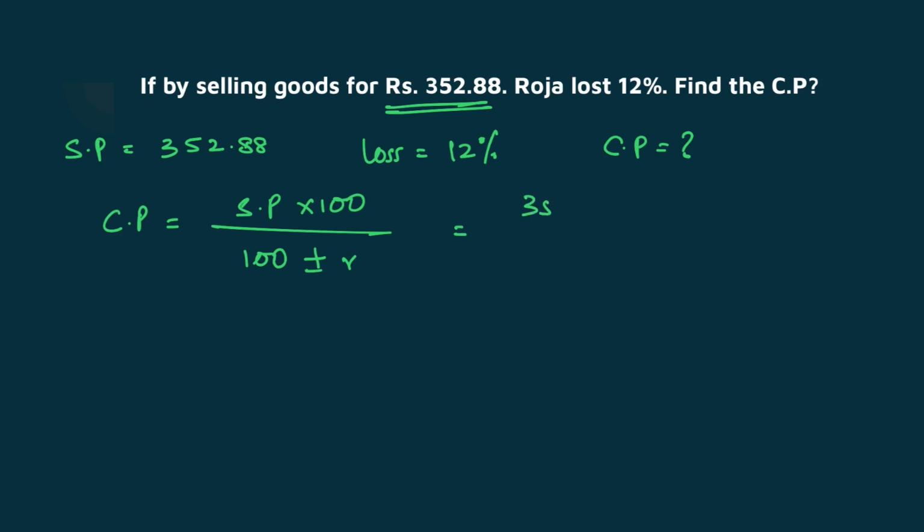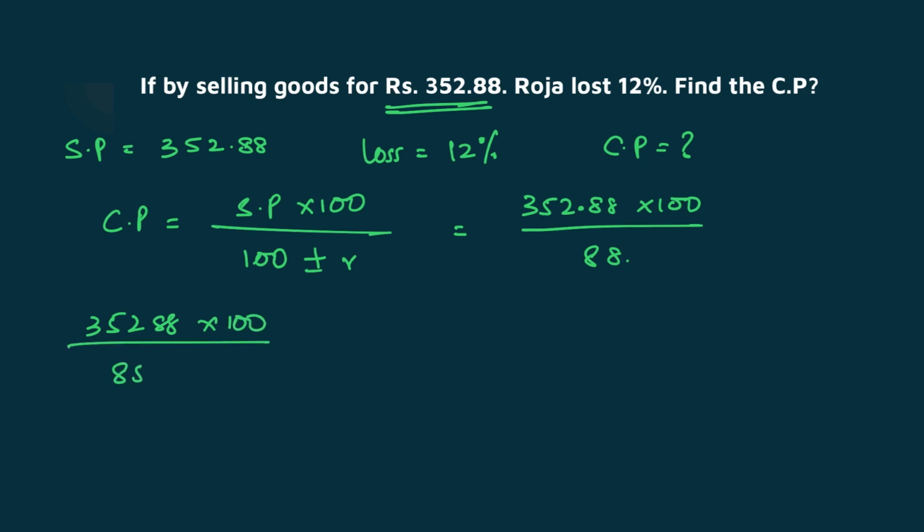So selling price is 352.88 into 100. There is a loss of 12%, so 100 minus 12, which is nothing but 88. So now we have to solve this. Removing the decimal point in the numerator, it becomes 35288 into 100, and those decimal places are replaced by 100 in the denominator. So if you solve this, we get 401 rupees as a cost price.